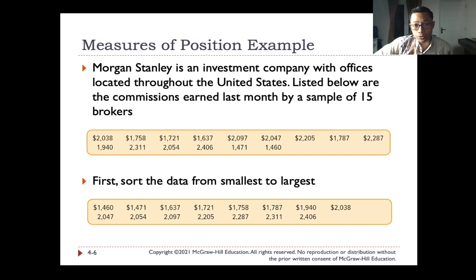The first thing you're going to do before you calculate the percentile, quartile, or decile is to sort the data from the smallest to the largest. In this particular case, the smallest observation happens to be $1,460, and the largest observation happens to be $2,406. Now, the next thing we want to do is calculate several interesting positions.